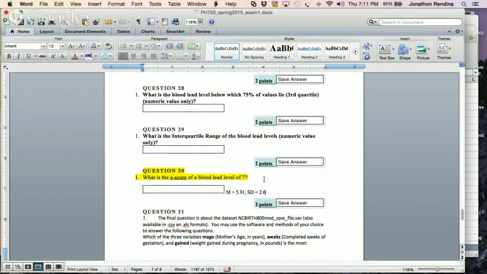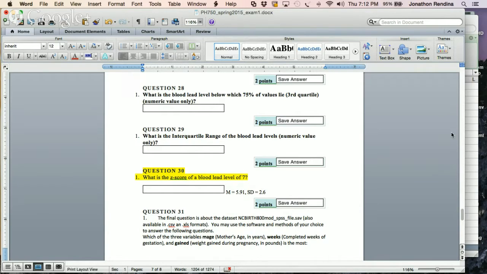Now, just knowing that alone, we know that 7 is going to be what? It's going to be roughly a little bit less than, or sorry, a little bit more. So 7 is going to be 1.10. So a little bit less than half of a standard deviation above the mean.